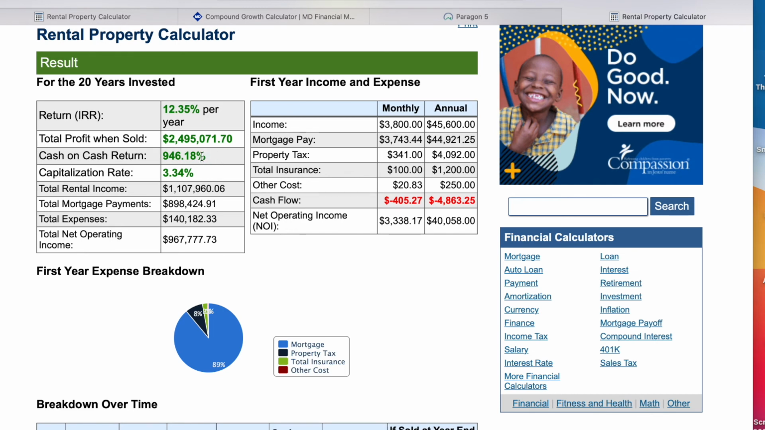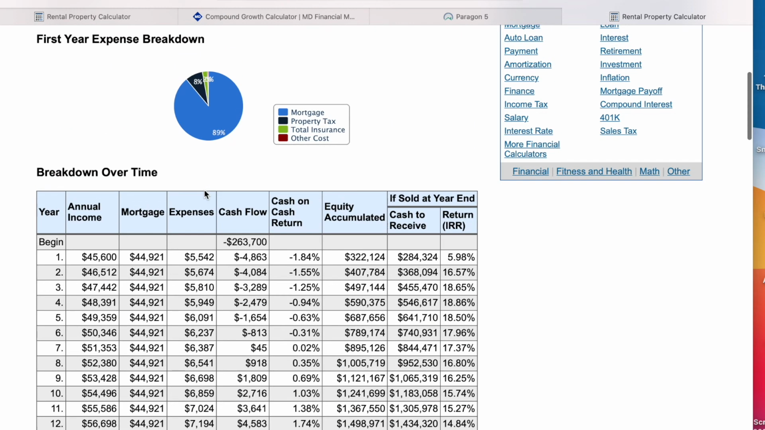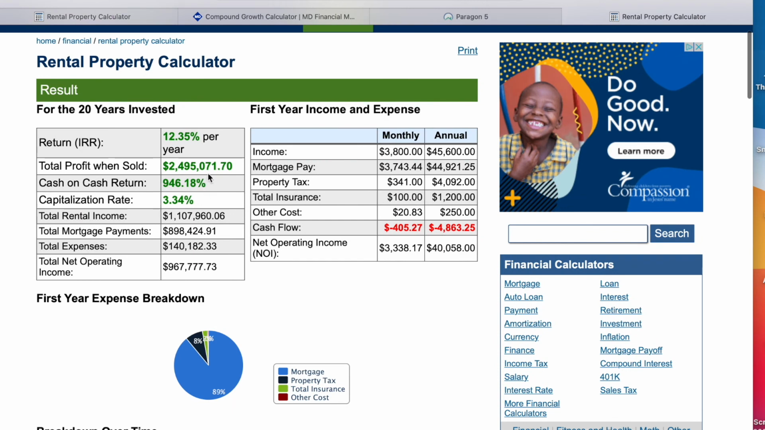Cash on cash here is just referring, the reason why this is so high is it's referring to how much of your own money you put in. Remember that down payment at the bottom here? It says 20%. So that's 20% of this number. Well, that's $240,000. And so if you're getting back almost $2.5 million, obviously that's what this cash on cash return is focusing on.